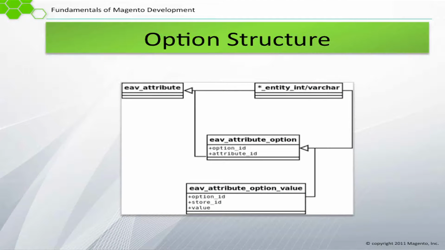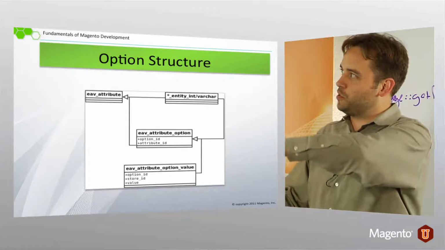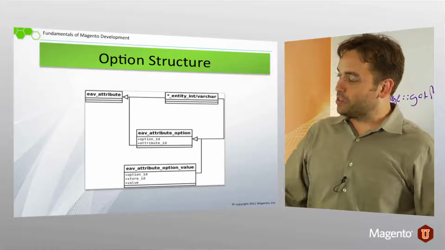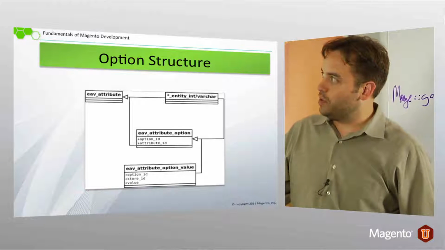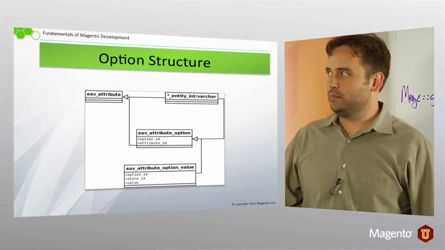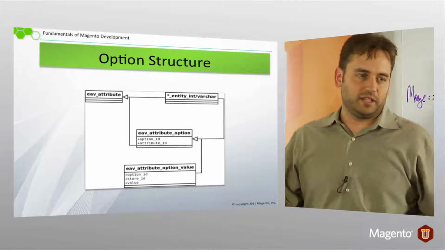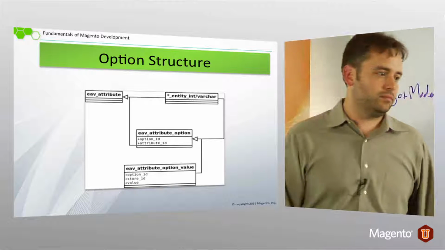And real quickly, because I had nowhere else to put it, the option structure. Well, you've got your EAV attribute, and then attribute option value. That's this funky connection here, and then based on what we have, we'll store this value in the entity integer or the entity varchar table. Okay, that's that funky comma separated deal.